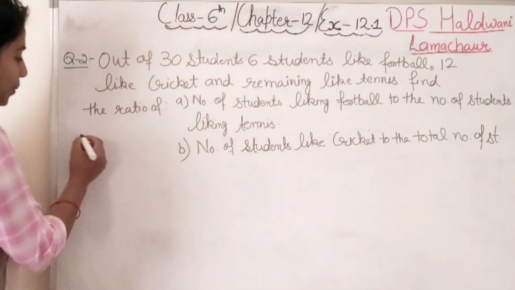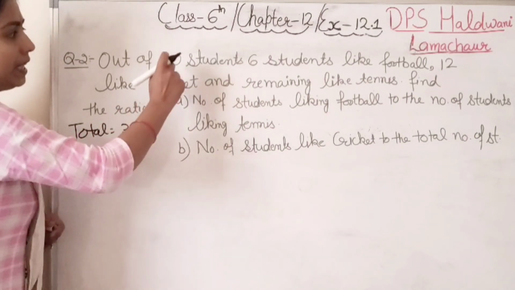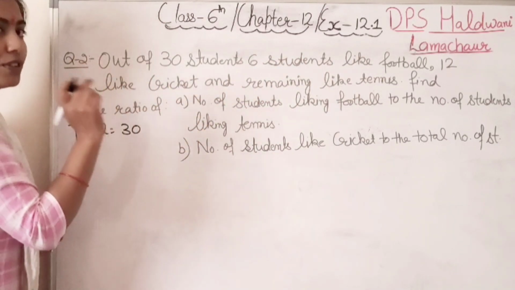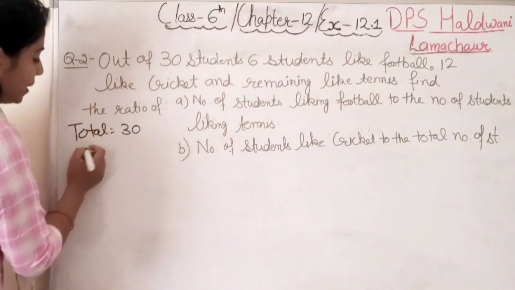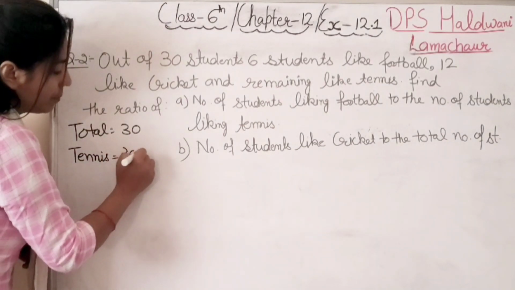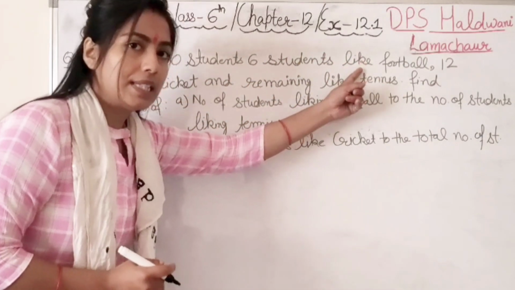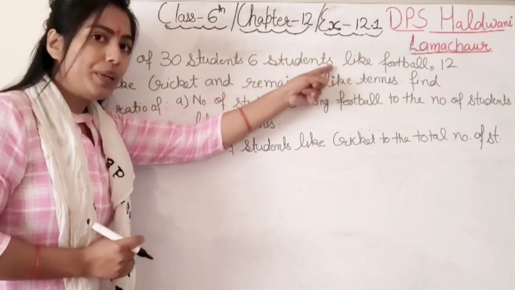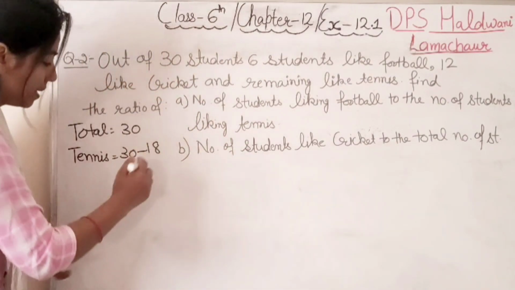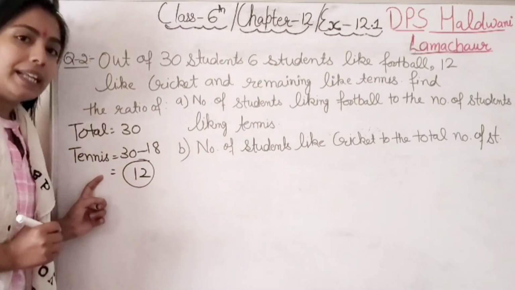See, total students we have is 30, right? And out of 30, 6 like football and 12 like cricket. So 12 plus 6 is 18. So for tennis, it would be 30 minus 18. Why, student? Because these 18 are for these two games and the remaining are for tennis. And how much is remaining? We'll subtract: 12. It means 12 students like tennis.